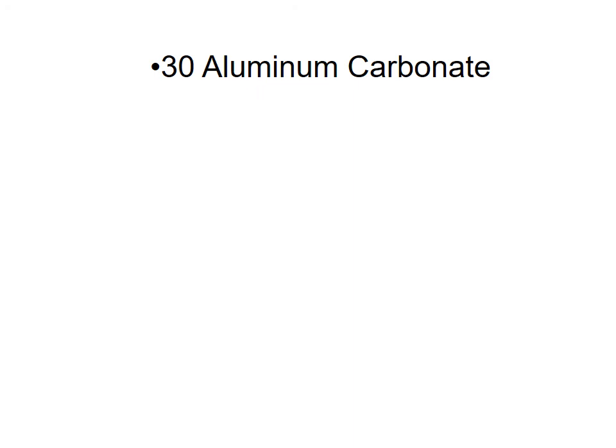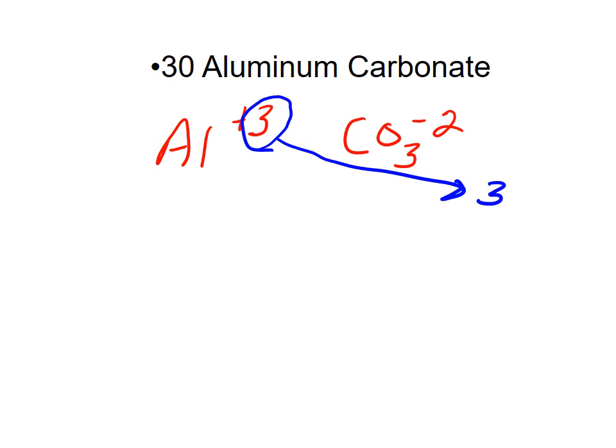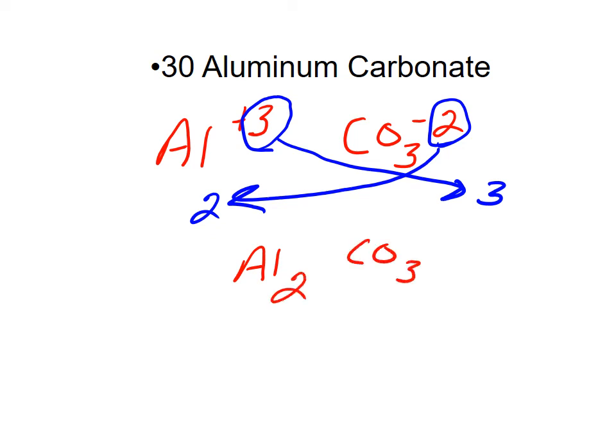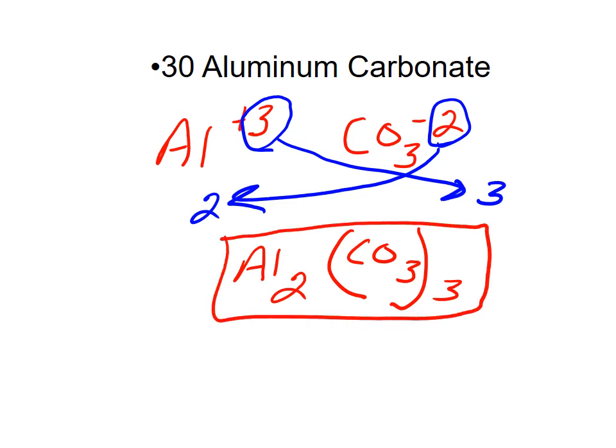30, we have aluminum carbonate. So aluminum is Al, it's plus 3. Carbonate, polyatomic, CO3 minus 2. Okay, so plus 3 minus 2 do not add to 0, so we know the 3 is coming down here. The 2 will come over here. So when we put them together now, we have Al2, we have CO3, we have a 3 out here. But since we need 3 units of that, we'll put that in parentheses. So it's Al2 with carbonate, CO3, parentheses 3. Aluminum carbonate.